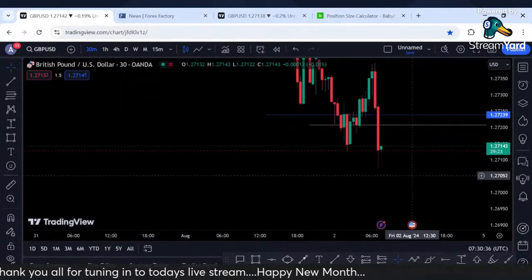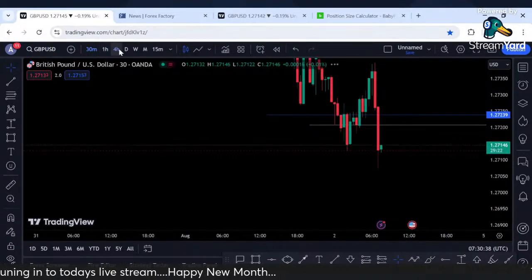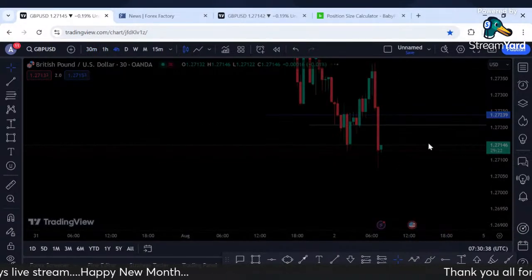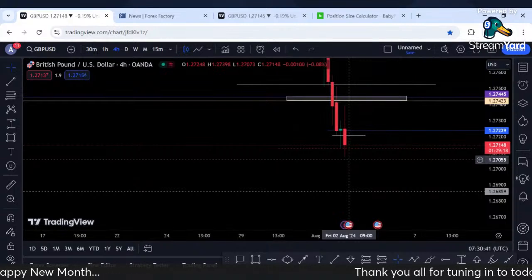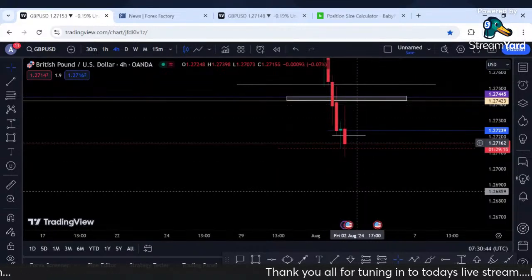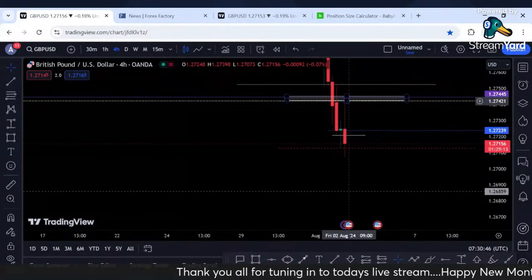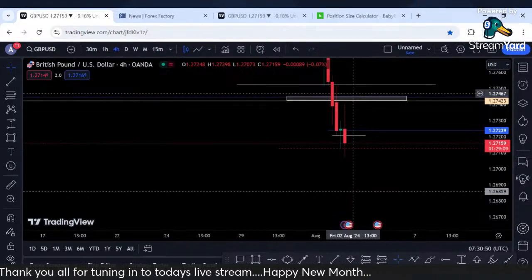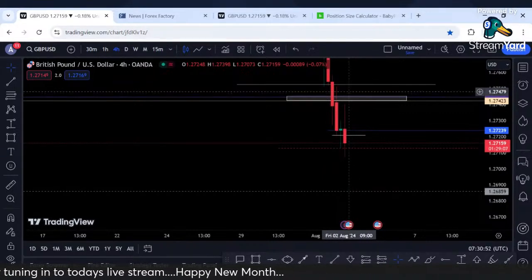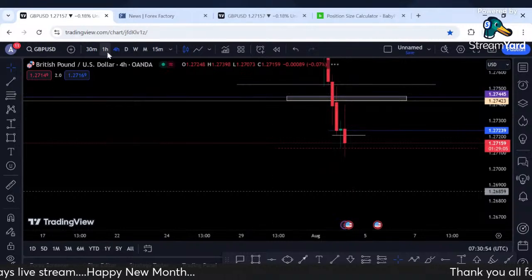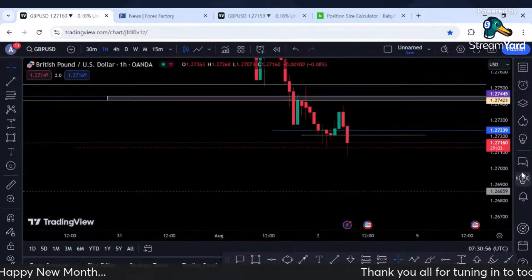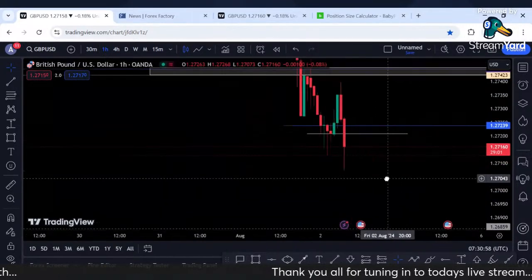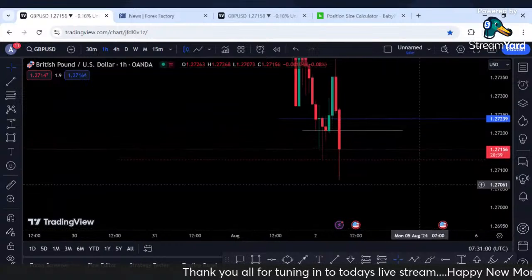Let's see. Maybe the 30 minutes can give us an entry. But even where to place your stop loss, I don't like it. Because currently, if you are placing your stop loss, I would like it to be beneath, above this one. That's where you are going to get a strong area.